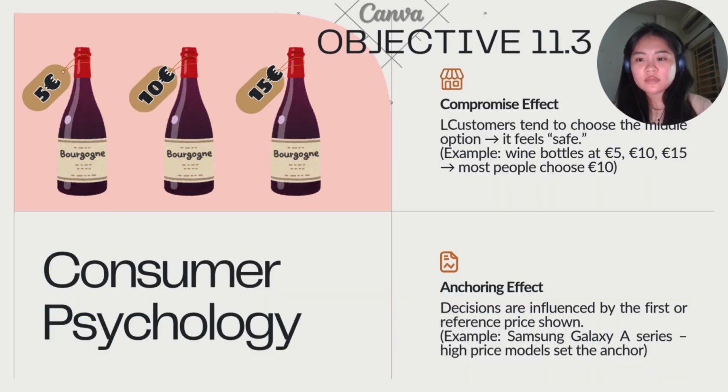Now let's look at how consumer psychology affects pricing decisions. The first is the compromise effect. Customers usually choose the middle option because it feels safe. For example, if a store sells wine at €5, €10, and €15, most people will pick the €10 bottle. The second is the anchoring effect. People's choices are influenced by the first price they see. That's why Samsung often shows the high-end Galaxy price first. It makes the cheaper one look like a better deal.